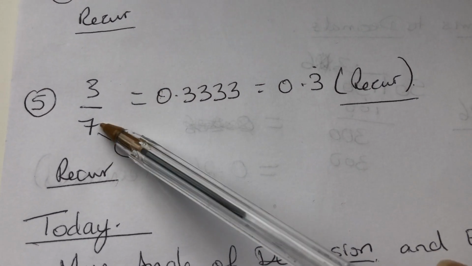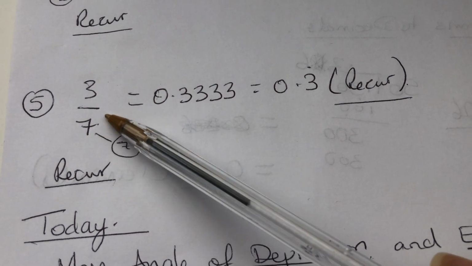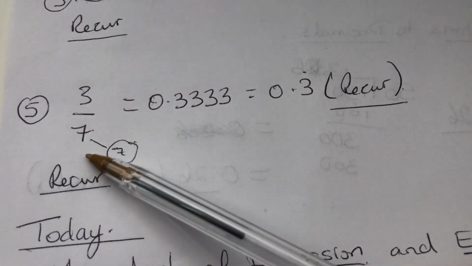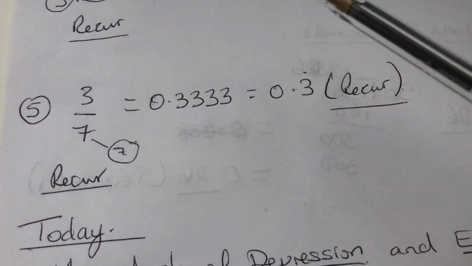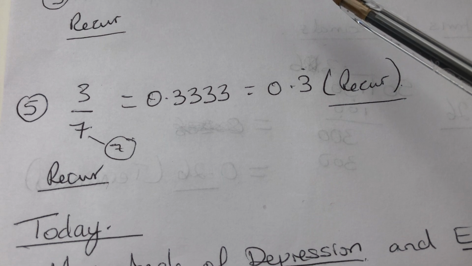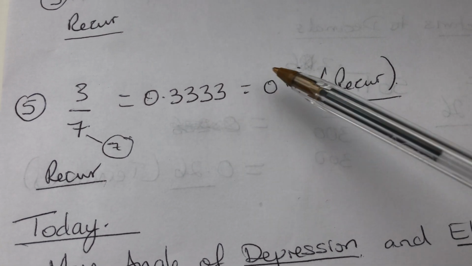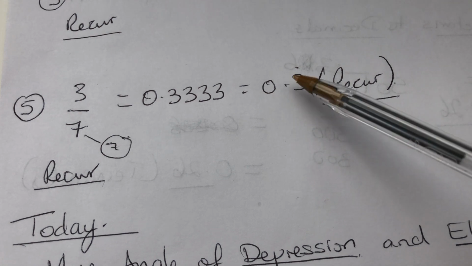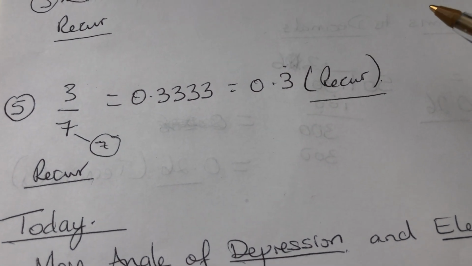3/7. Here again, it will recur because the prime factor here is 7, not 2 or 5 or both. So you have 0.3, with the dot on top of the 3, it recurs.